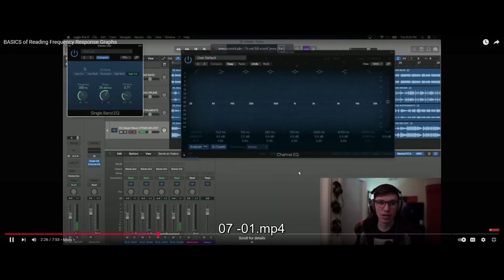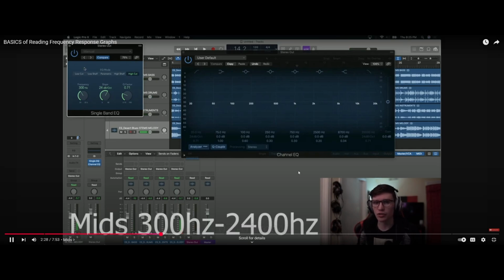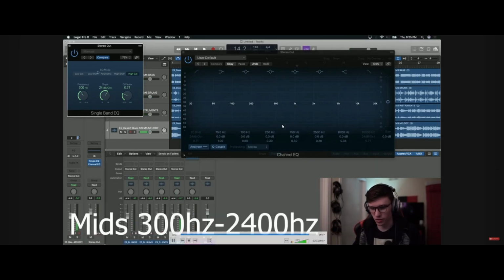From there is the mid-range. Mid-range is 300 hertz to 2,400 hertz.